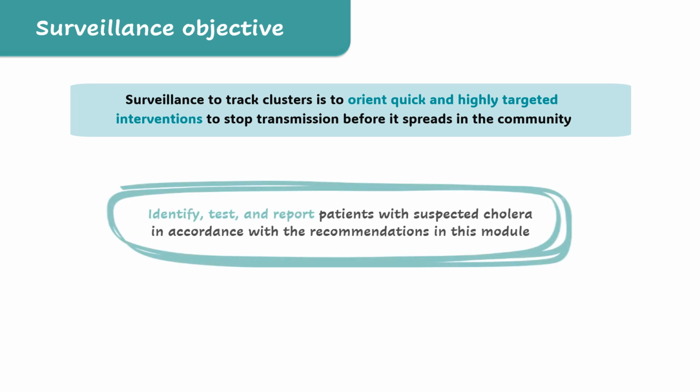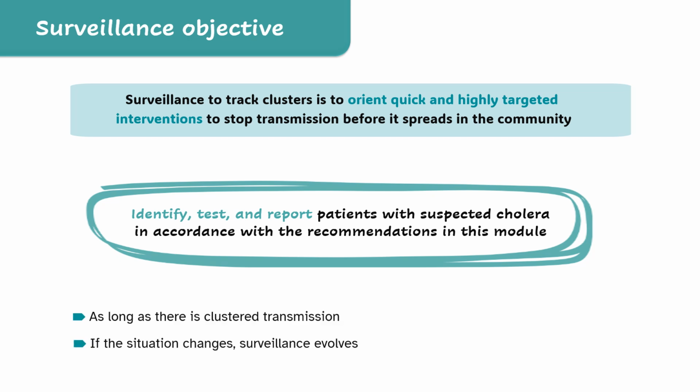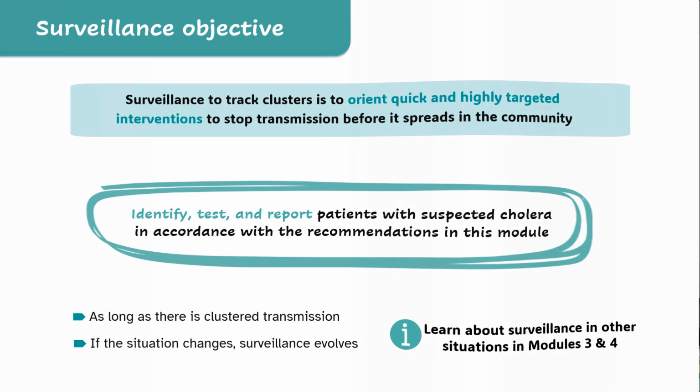To implement cholera surveillance to track cholera clusters, identify, test, and report any patient with suspected cholera in accordance with the recommendations of this module. This applies as long as there is clustered cholera transmission in your local geographic area. If the cholera situation changes, for example, transmission is over or transmission in the community is occurring, how to implement cholera surveillance evolves. We invite you to learn more about this in Modules 3 and 4.